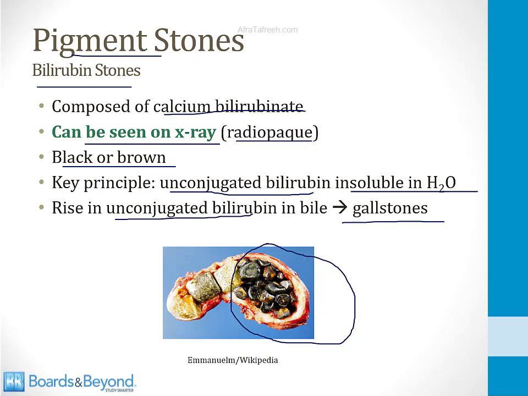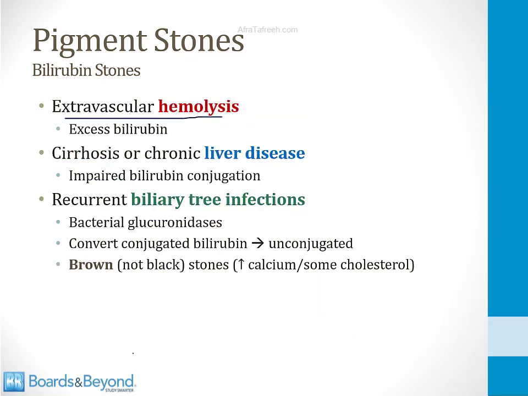So patients who have extravascular hemolysis are at risk for these types of gallstones because they have excess bilirubin as the heme gets metabolized into bilirubin in the body. Patients with cirrhosis or chronic liver disease have impairment of liver function, and one of the liver's jobs is to conjugate bilirubin, so they will have poor conjugation of bilirubin, and this will lead to an increased risk of forming bilirubin stones.